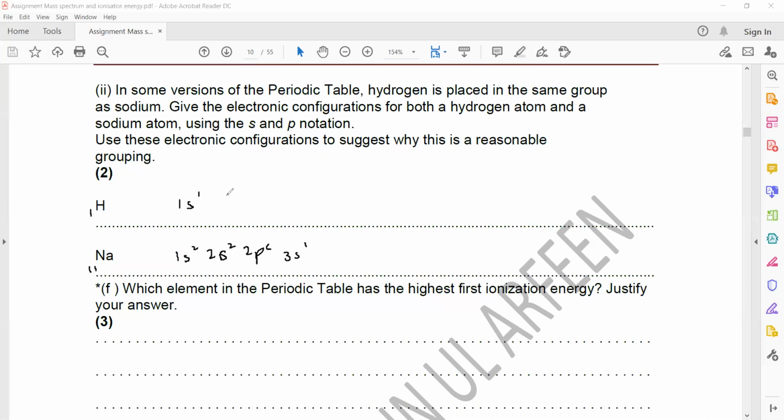Why are hydrogen and sodium placed in the same group in the periodic table? Because both have the same number of electrons in the last shell. For hydrogen, the first shell is the last shell, which has 1 electron. For sodium, the third shell is the last shell. So the reason is that both have the same number of outer electrons.